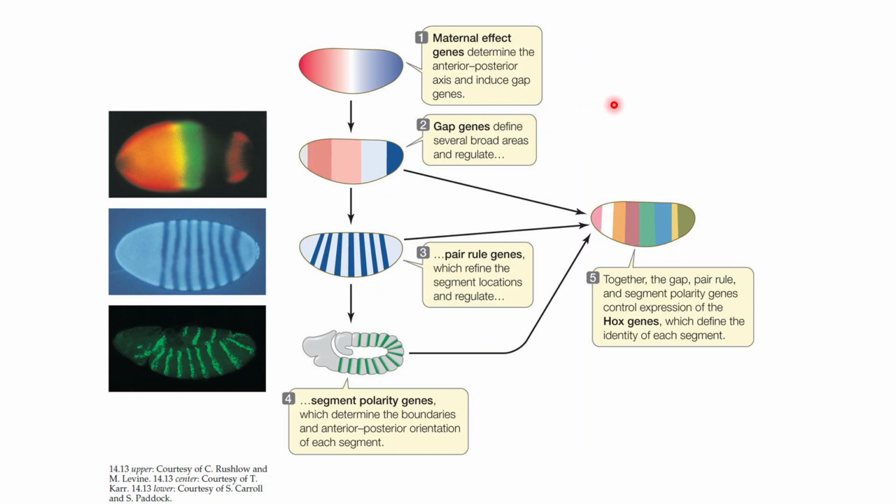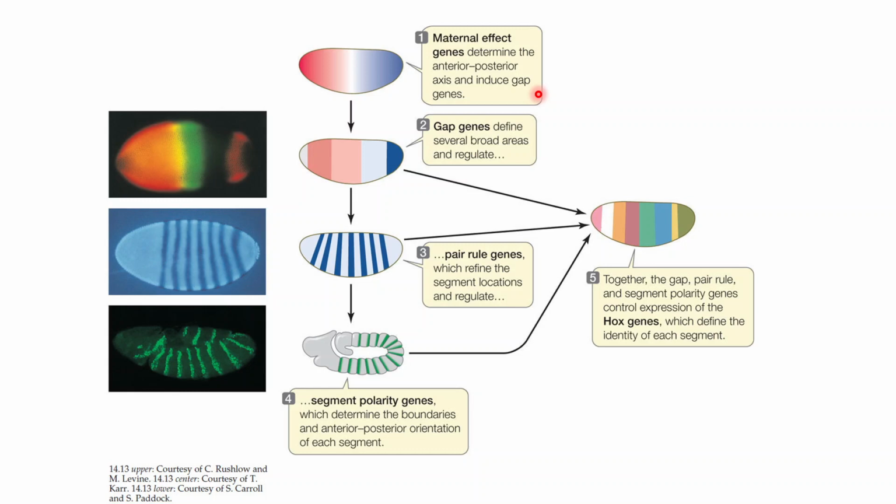So in Drosophila axis formation, the first genes that come into the picture are the maternal effect genes. Then come certain zygotic genes which activate after fertilization, right? Maternal genes determine the anterior-posterior axis and induce the gap genes. So what these maternal effect genes would do is turn on another set of genes which are very important, called gap genes, which we encountered in the first question.